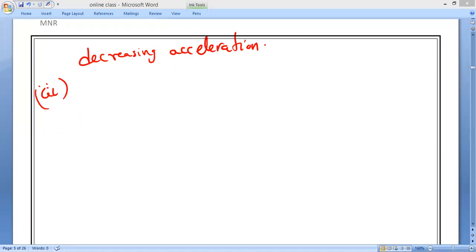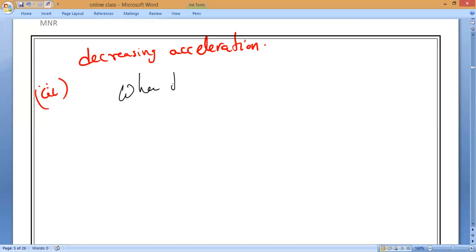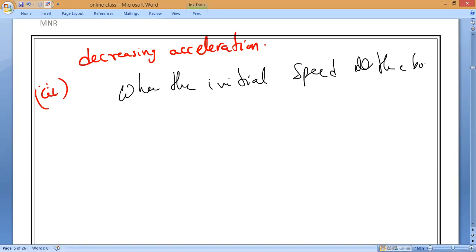So now, if you notice, when the initial speed of the body is not 0, that is the third case. When the initial speed of the body is not 0, clear? For example, when the initial speed is 10 kilometers, what is this initial speed?